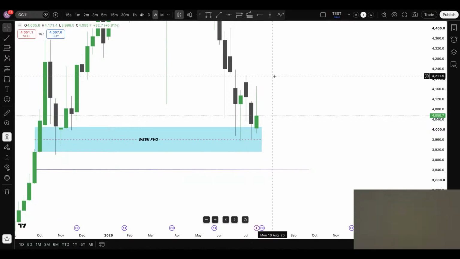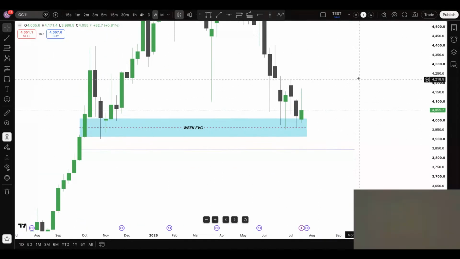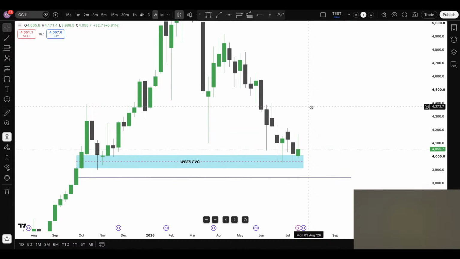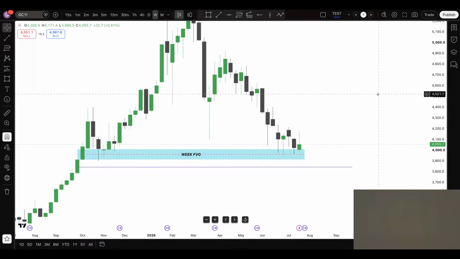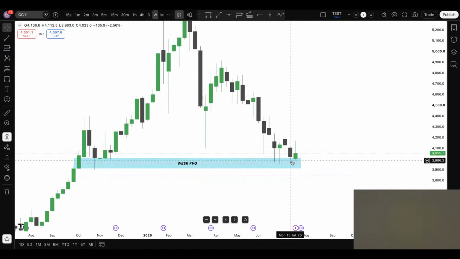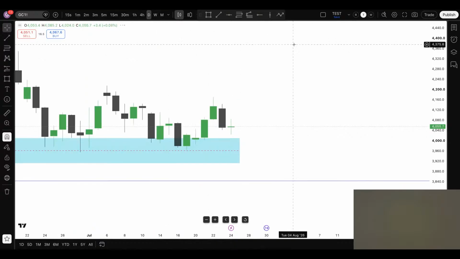So the weekly fair value gap will be marked from here to here, because depending on the time frame, you have to note which PDRAs the price will travel in. So right now the price movement is here only. So this is the nearest PDRA, and then next we go to the day time frame.